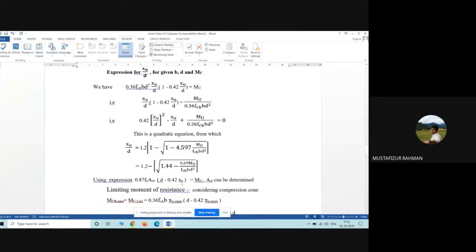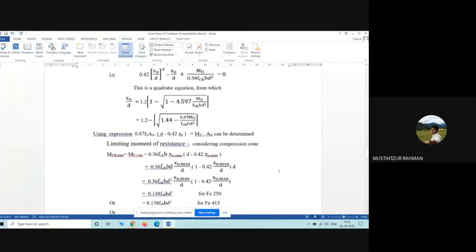Now come to this fellow. If the value of XU by D is less than 0.48, then the beam is safe. If the value of XU by D happens to be more than 0.48, then the beam is not safe. Why safe? Why not safe? We will tell you either today or next. Okay, for comparison, using this expression we can find this out.